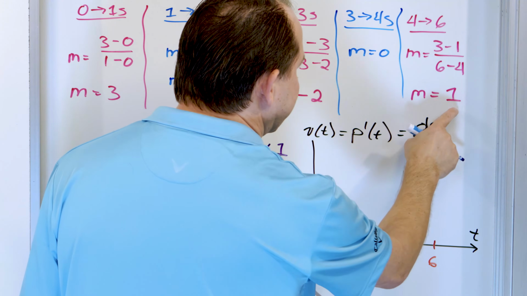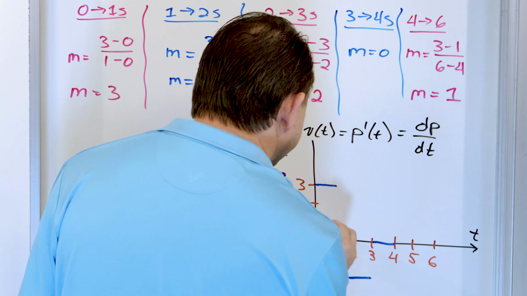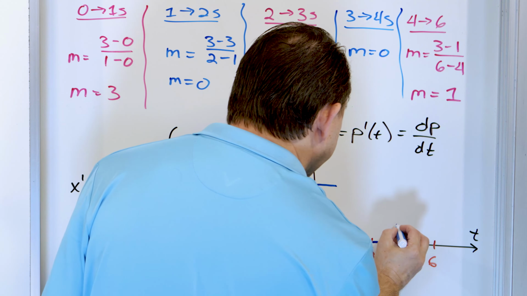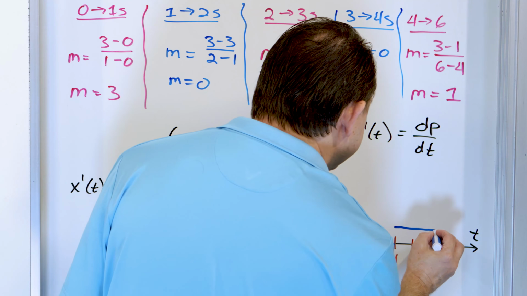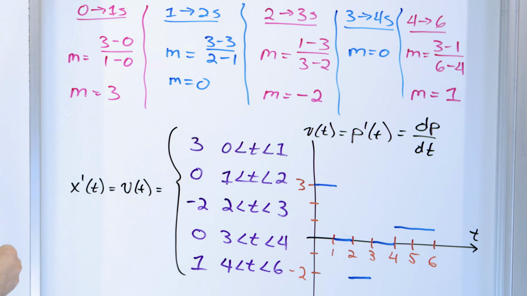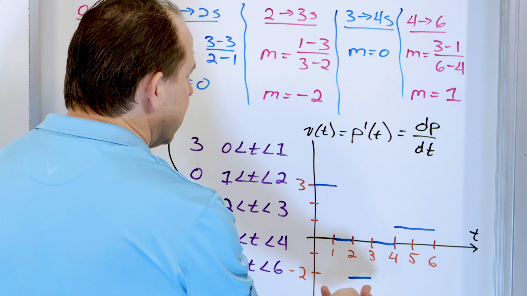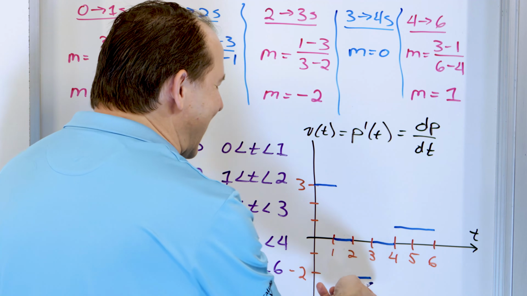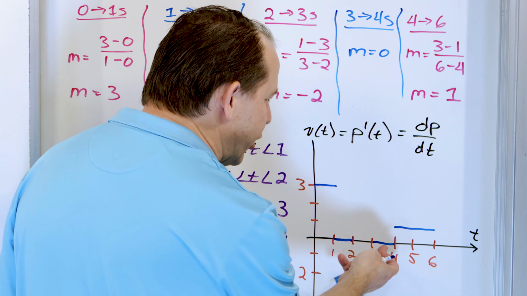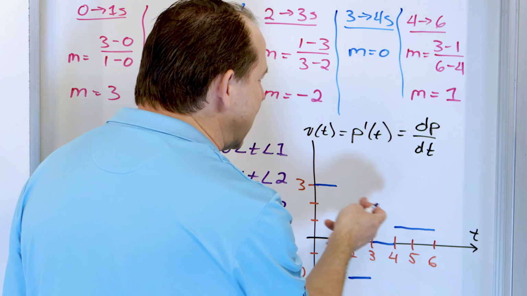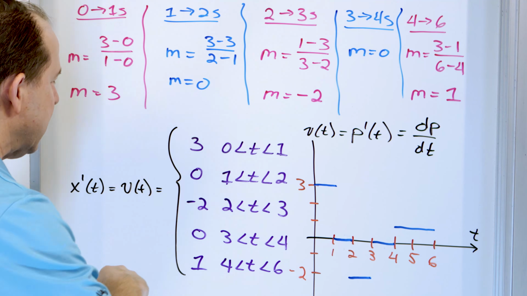And between 4 and 6 seconds, it was 1 meter per second. And so this is 1 meter per second. So between 4 and 6, something like that right there. Okay? So this would be the graph of the velocity. High velocity, no velocity, a negative velocity, which means moving back to the origin, motionless again, no velocity, and then moving to the right again, but not as fast as it was before.